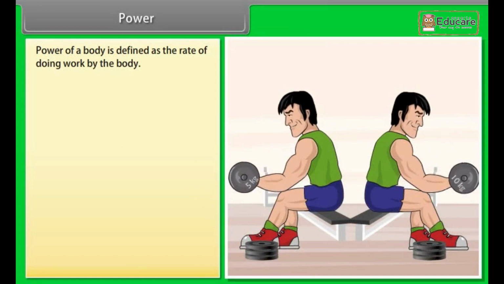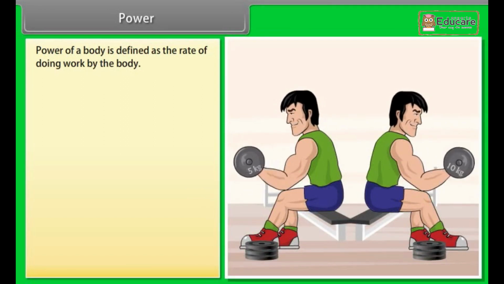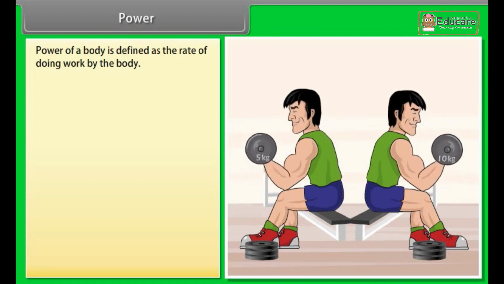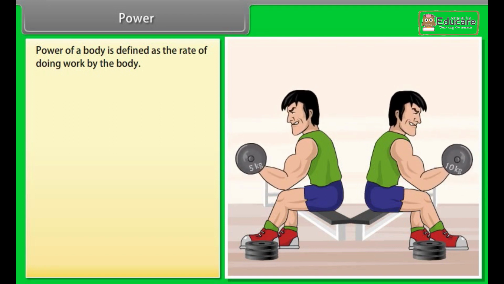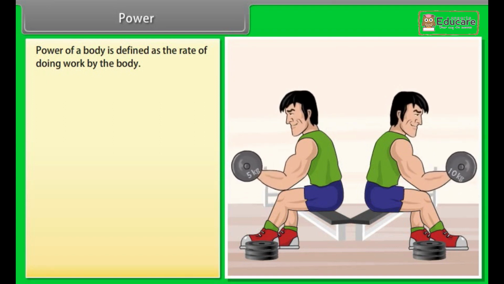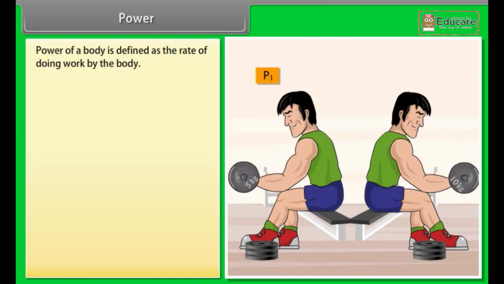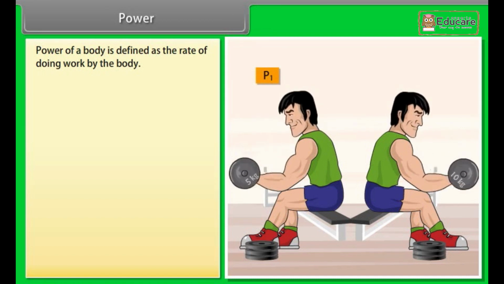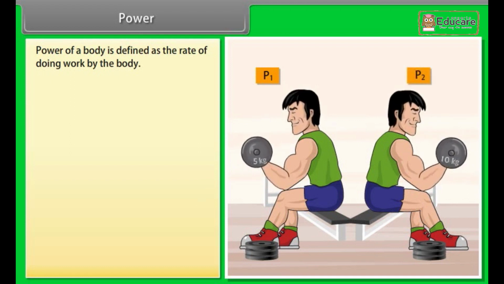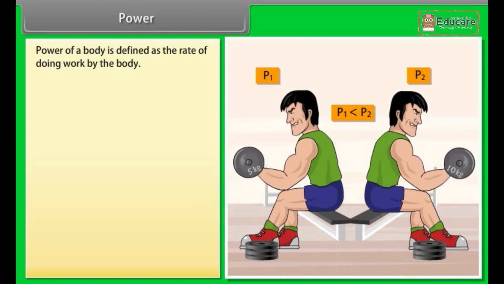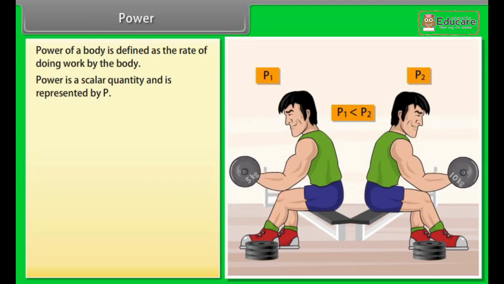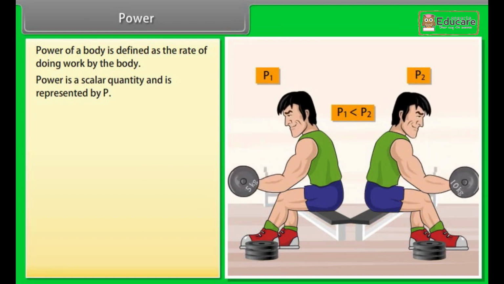Power. Power of a body is defined as the rate of doing work by the body. Let us take an example: a boy doing exercise by using a dumbbell. When he used the dumbbell of 5 kg, then he applied power P1. And when he used the dumbbell of 10 kg, then he applied power P2. Hence, the power rating is high when he used the dumbbell of 10 kg as compared to the dumbbell of 5 kg. Power is a scalar quantity and is represented by P.